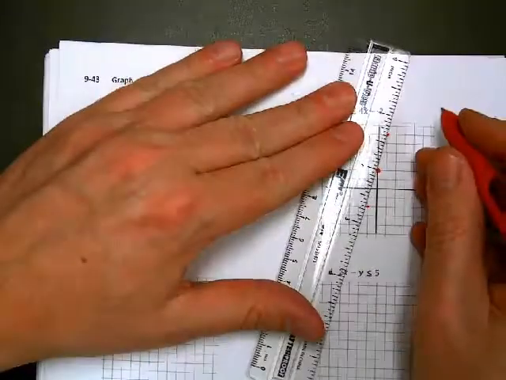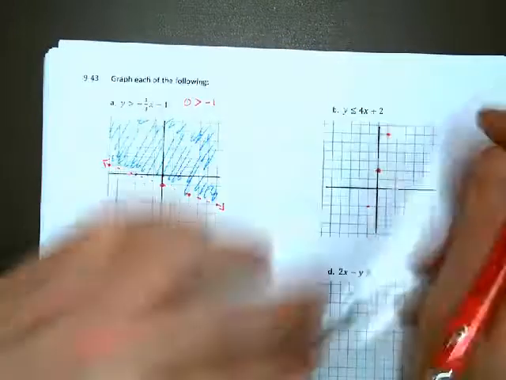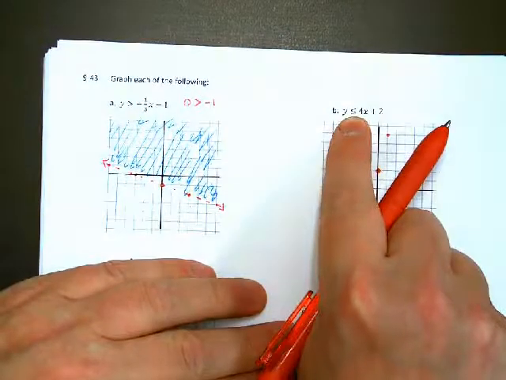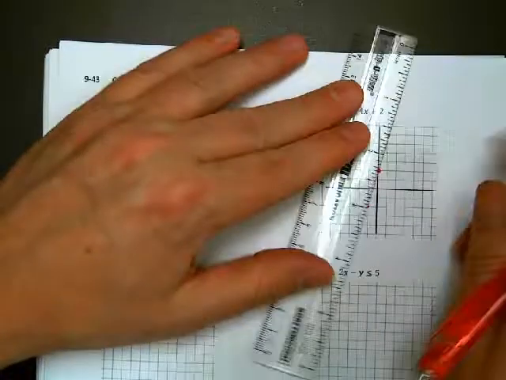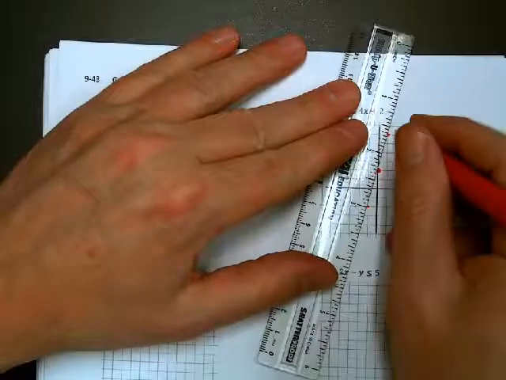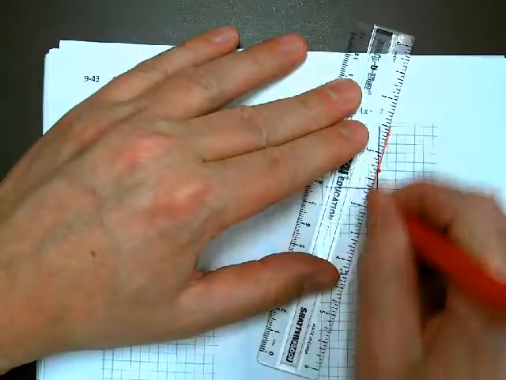Okay, oh, it can be equal to. So I'm going to make this a solid line. Make sure to check that before you make this line here to see if it's going to be a solid line or a dotted line.